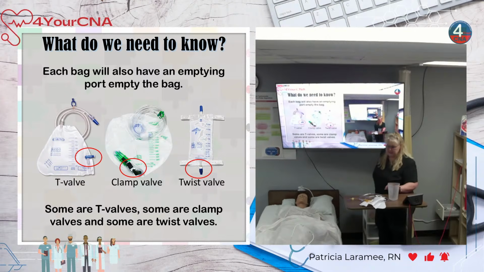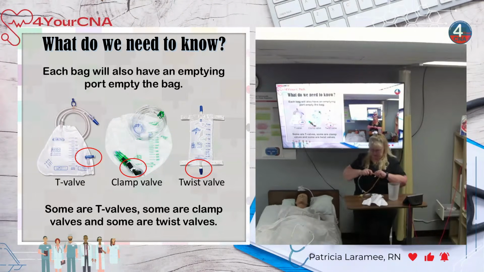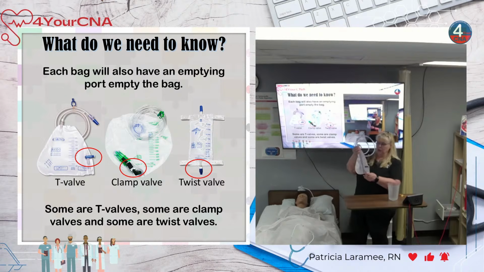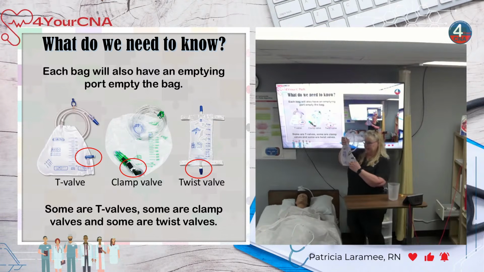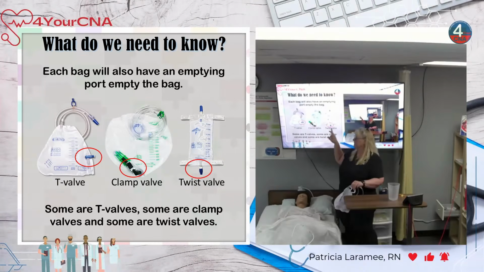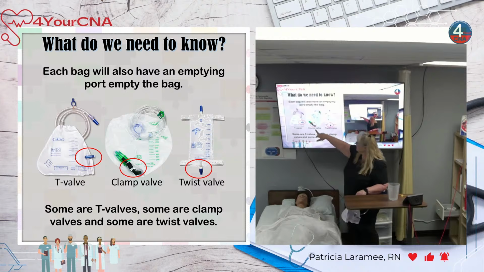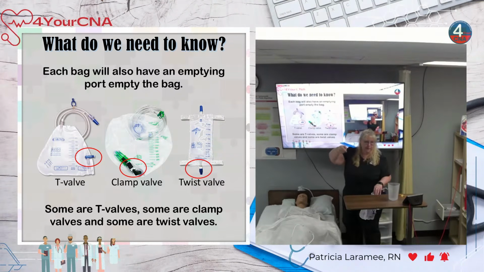Now, when it comes to these bags, what you need to know is how to empty them, because that is a CNA task. So right here on the bag itself is an emptying port. Emptying port. It has a little house that it lives in. There's a couple of different types of ports. This is the bag that we're using and the one that's used for the test most often. This is an older style bag, but it still may be used in different settings. It has a clamp. So it's literally a clamp that you click and unclick. And then there's the twist valve, which we saw with the leg bags.